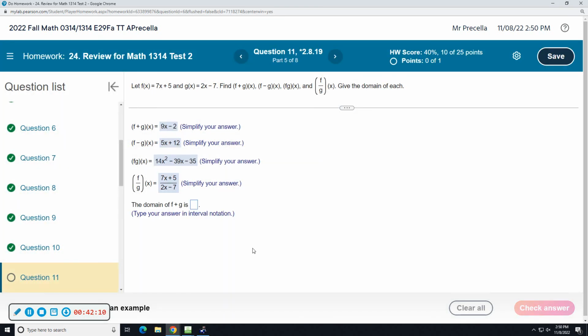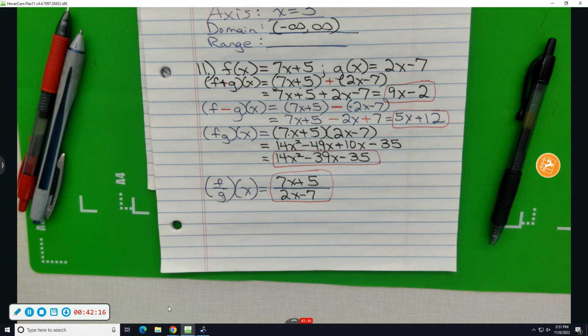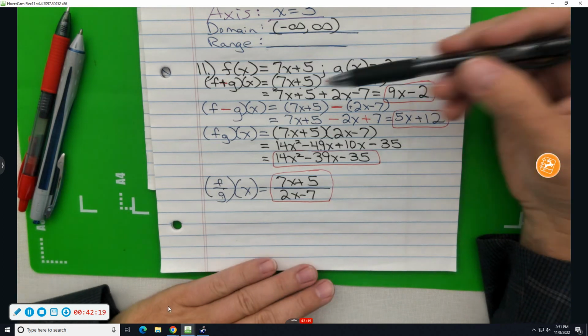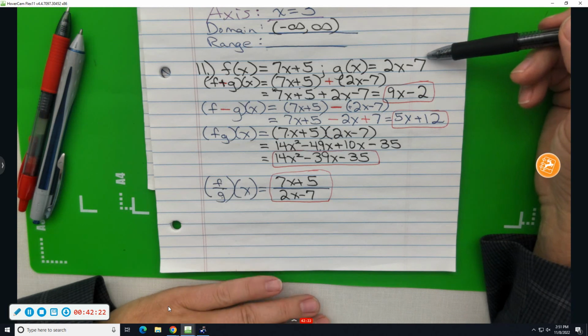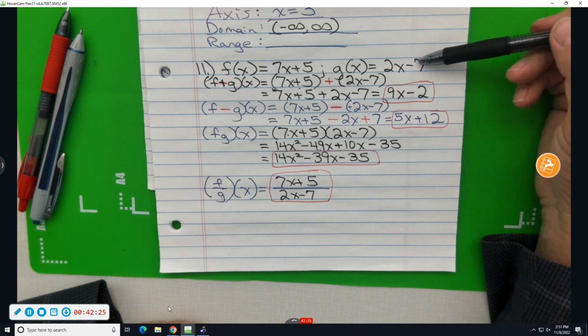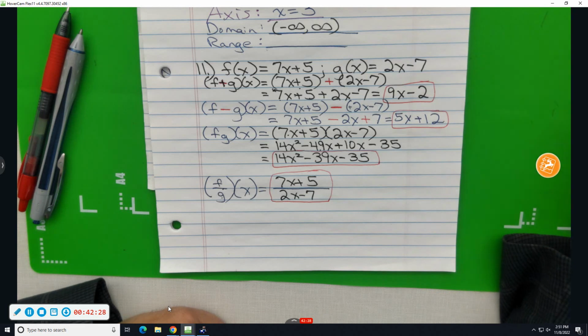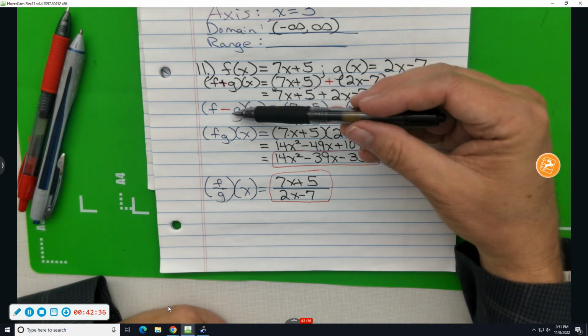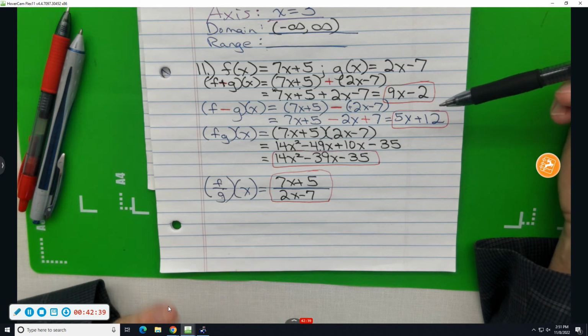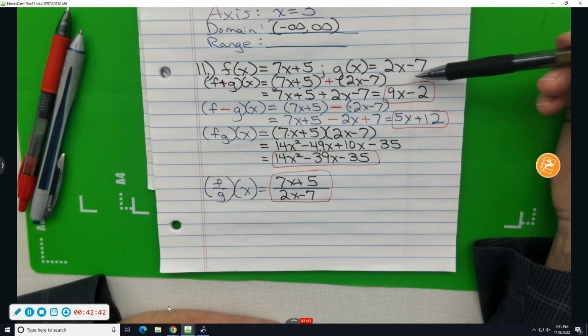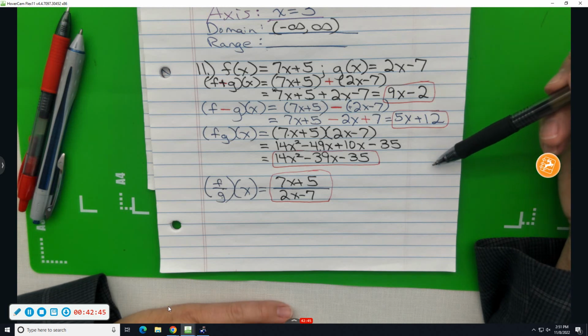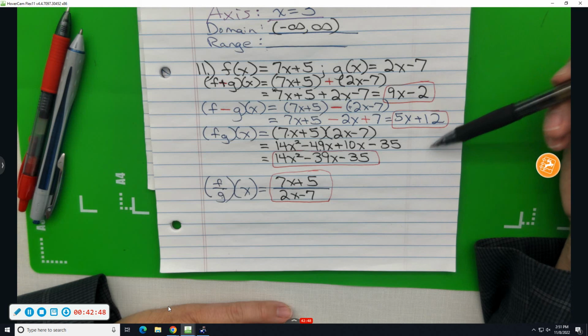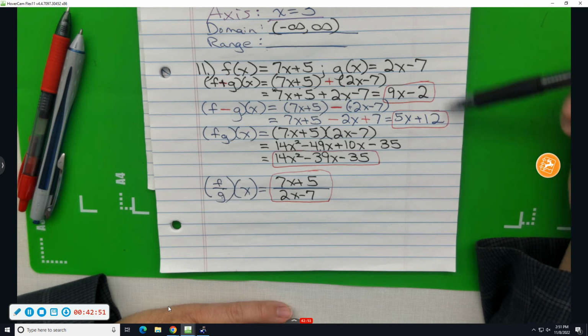And now they need the domain of the four new functions. Let's switch back to my paper. F of x and g of x are linear functions. There are no exponents, no square roots, there are no fractions, so we're not going to get denominators of 0. All we have to do is look through the work. For f plus g, f minus g, and f times g, I'll tell you right now, their domains are all the same. Are there any times in the work where you'll wind up with a square root symbol or a fraction that could give us a denominator of 0?